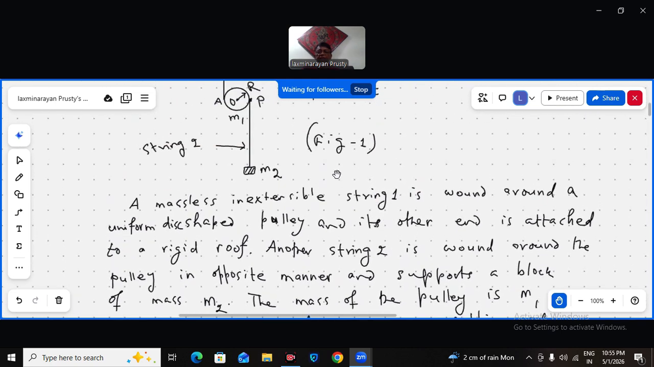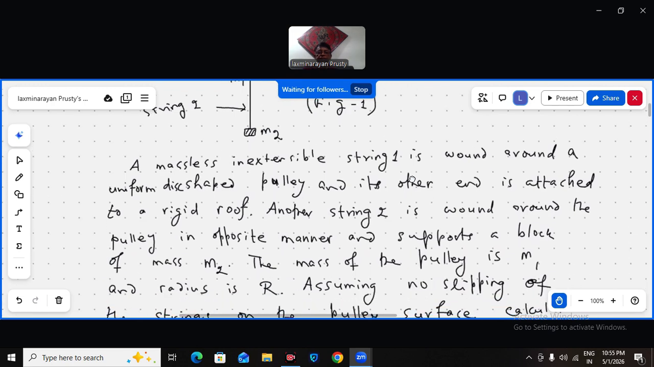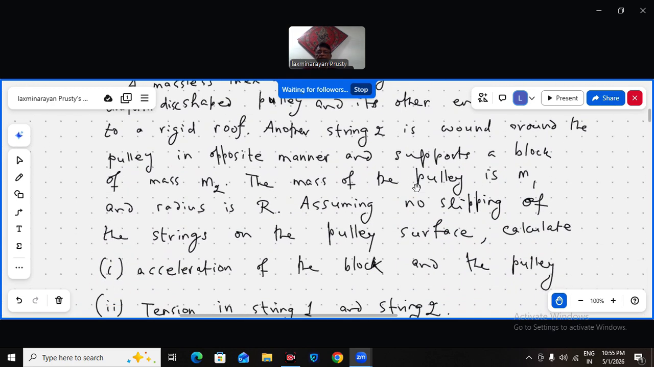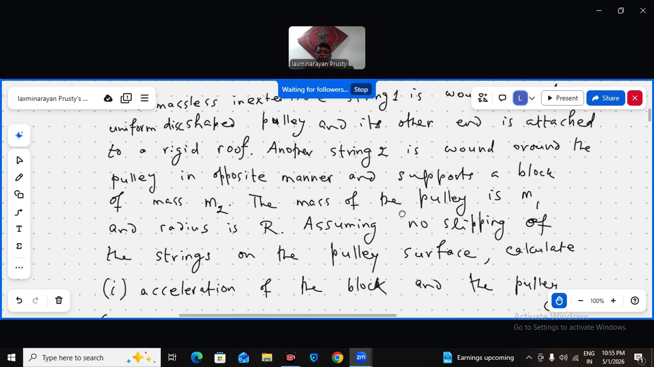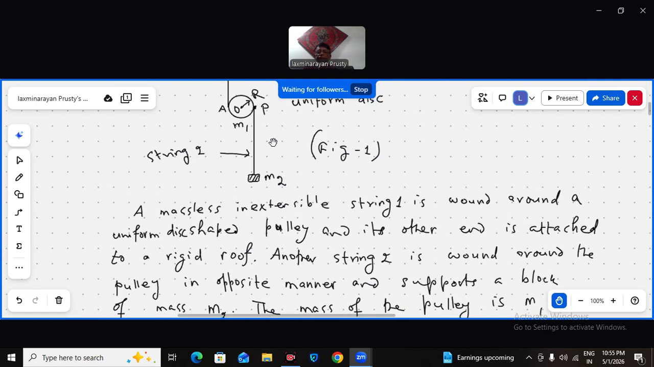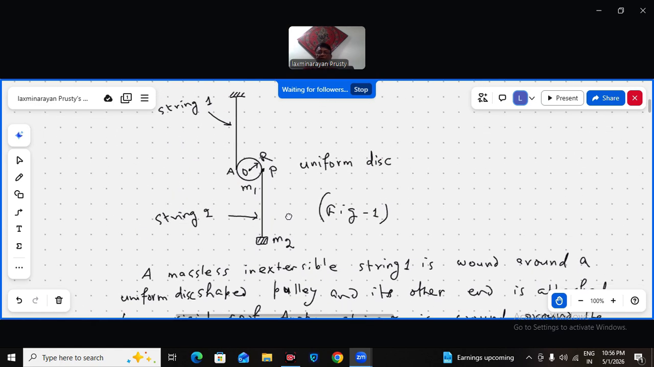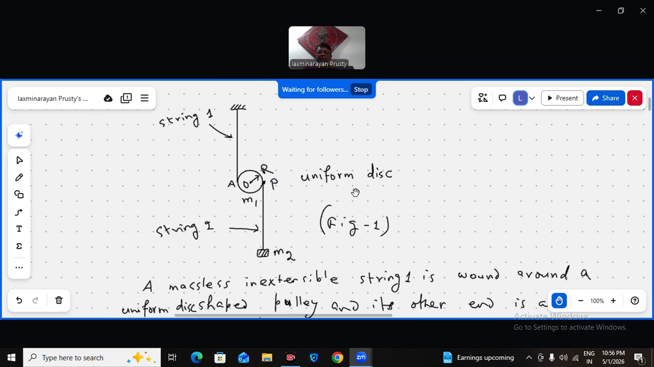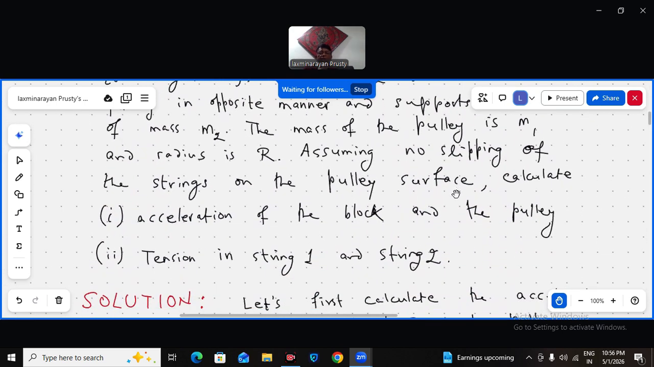Mass of the pulley is M1 and this hanging block is M2. Radius of the pulley is R. Both of them are massless inextensible strings. So this radius is capital R. Assume no slipping of the strings on the pulley surface. कोई slipping नहीं है.